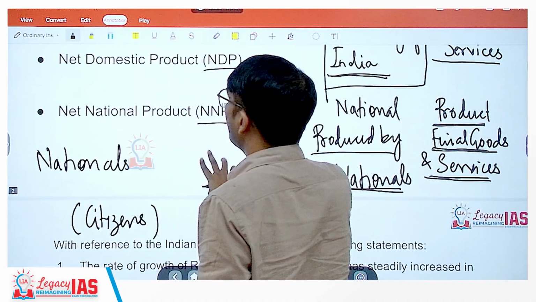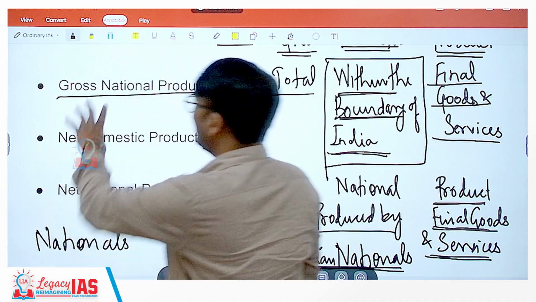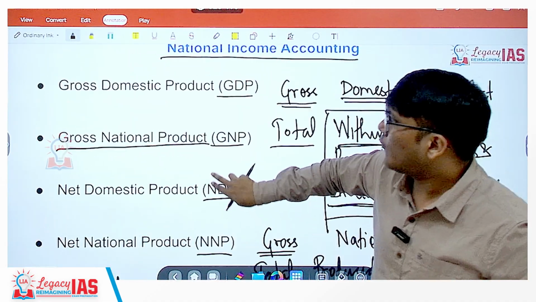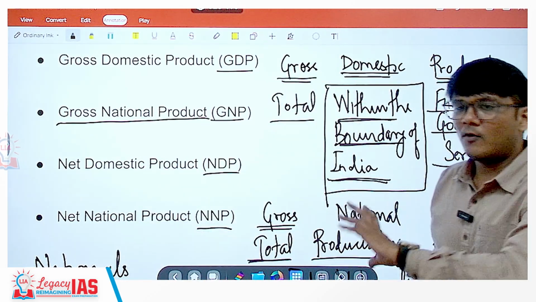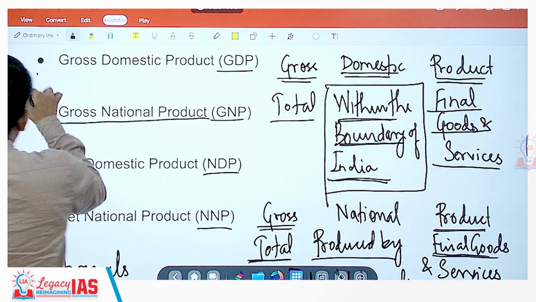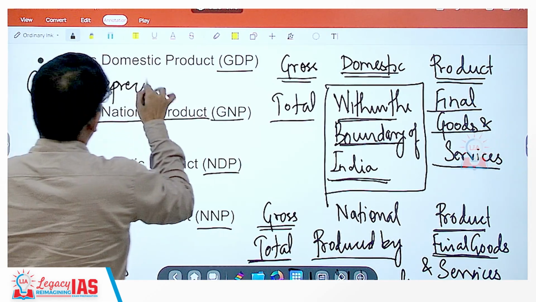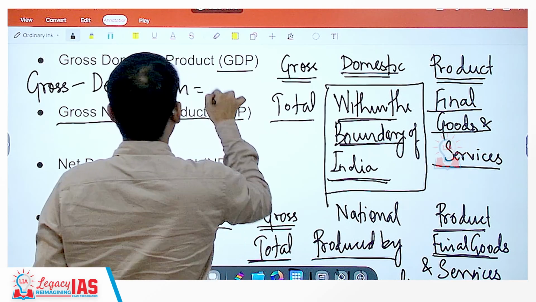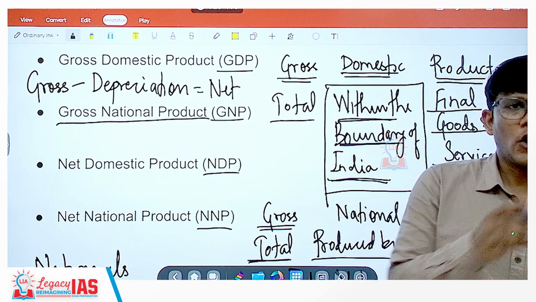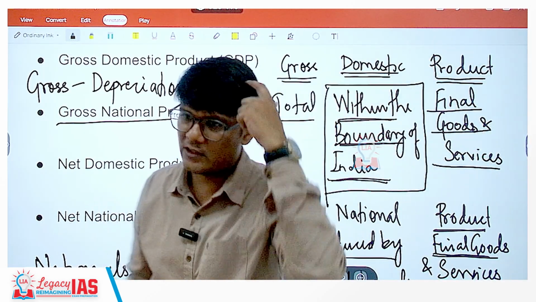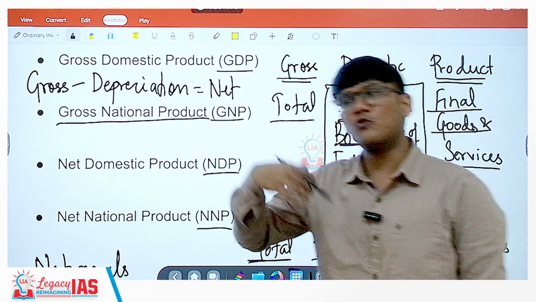So when it comes to net, what are we doing? We are basically converting from gross into net. From gross domestic product, we are converting into net domestic product. So the concept will remain the same. What will change? Gross minus depreciation will be equal to net. Since gross minus depreciation equals net, that means gross domestic product minus depreciation is equal to net domestic product, and gross national product minus depreciation will be equal to net national product.